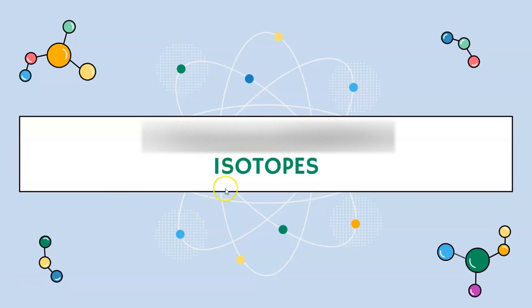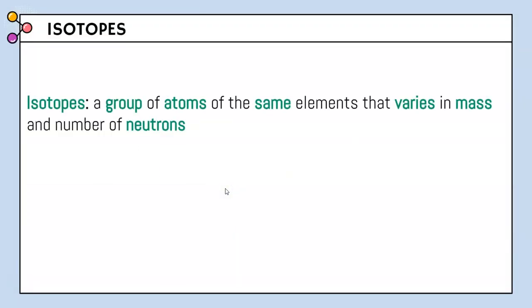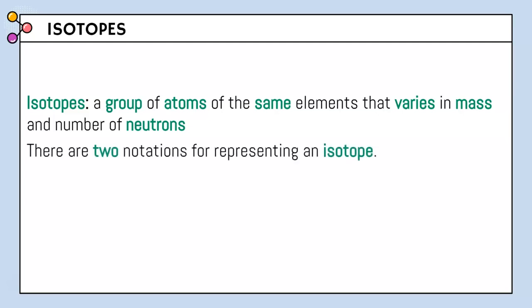Today we're going to be learning about isotopes. Isotopes are a group of atoms of the same element that vary in mass and the number of neutrons. There are two notations for representing an isotope, and the first one is atomic name dash mass. So we just write the atomic name, then a dash, and then the mass that isotope has.